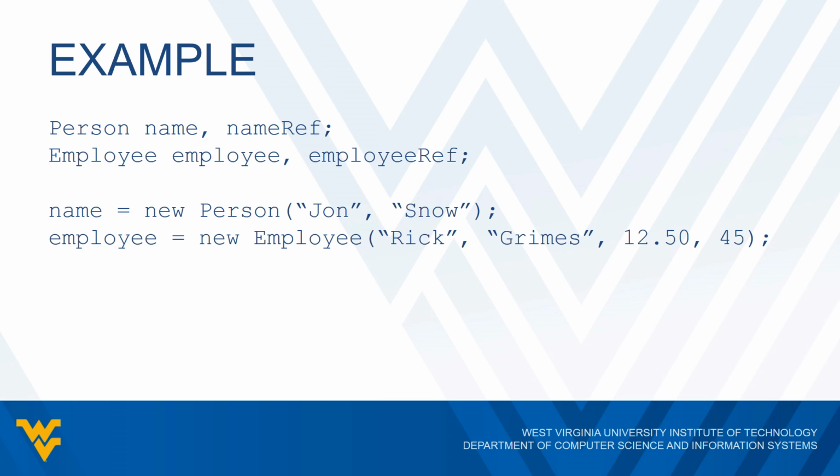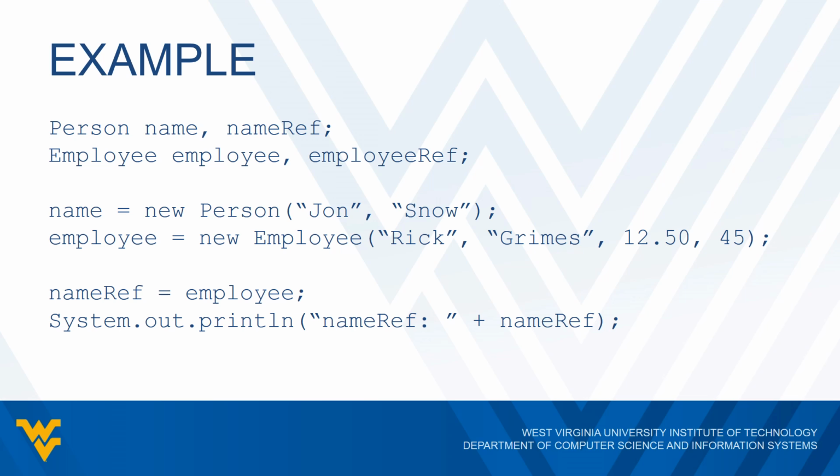Now let's take a look at the following statements. So the next statement, this nameref equals employee, what that does is it makes nameref point to object employee. So what happens is after this line executes, the object nameref is being treated as an object of the employee class. And what that means is the next statement, when we're printing the value of the object nameref, it's actually being treated as an object of the employee class. So when we call the toString method, we're not calling the toString method of the person class, we're calling the toString method of the employee class.